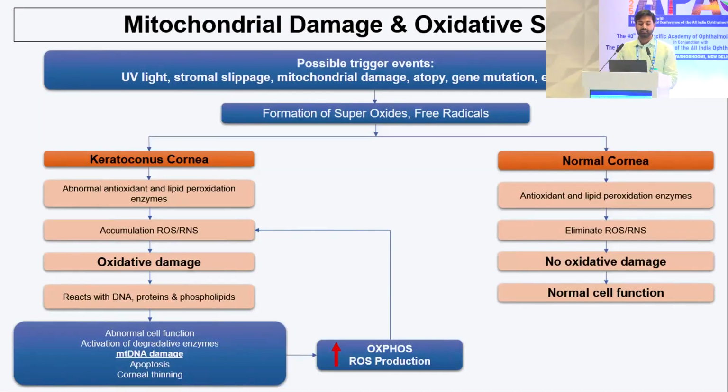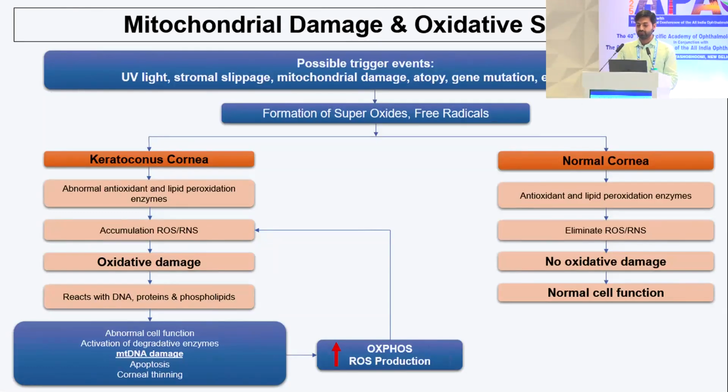So, during the oxidative stress, the mechanism involved in the keratoconus cornea is a production of abnormal antioxidant and peroxidation enzymes, due to which there is accumulation of reactive oxygen species and reactive nitrogen species, which lead to oxidative damage. Inside the cell, they react with the proteins and phospholipids, converting them to degradative enzymes. There is mitochondrial DNA damage, apoptosis, and corneal thinning. This process goes on, with more accumulation of reactive oxygen and nitrogen species, because they are not eliminated due to the lack of proper enzymes.